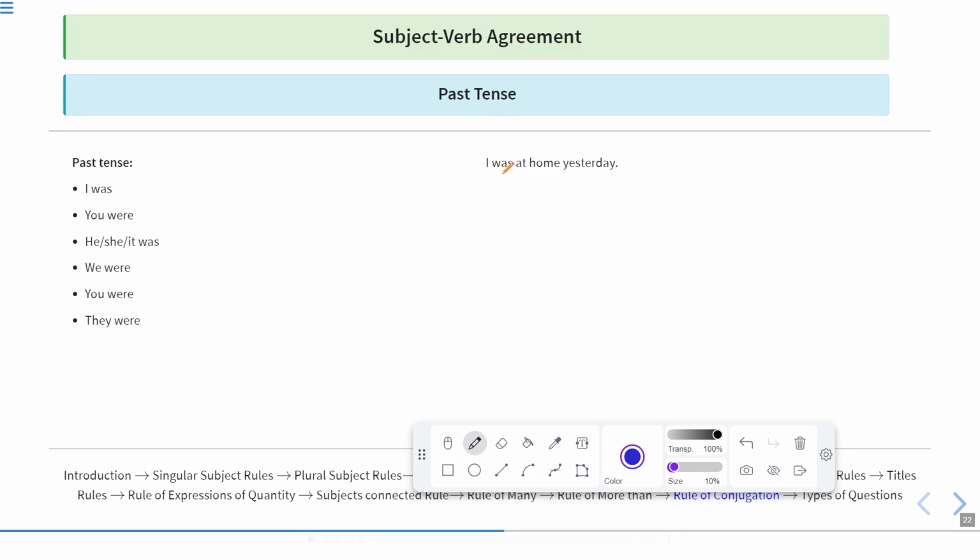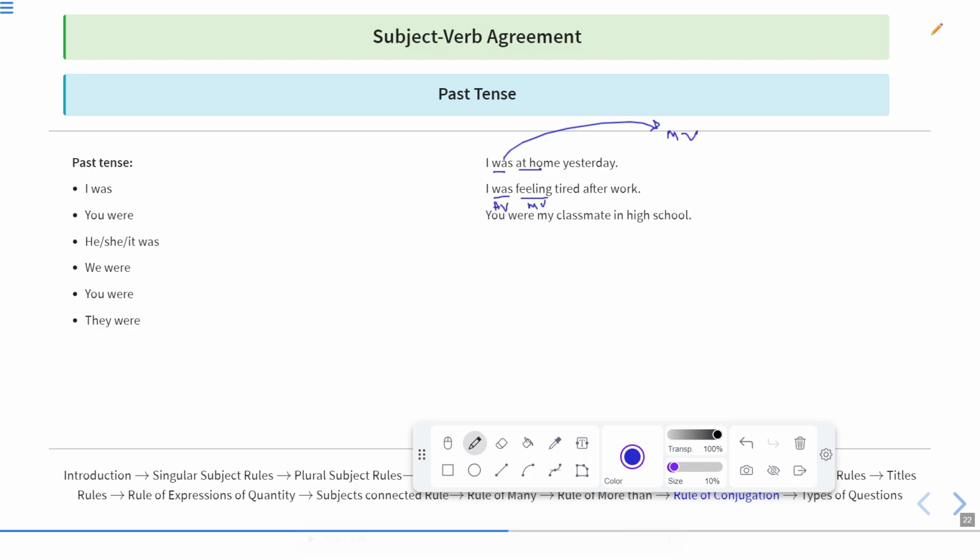Now in this sentence, I was at home. So this shows the presence of mind. So here was is the main verb. Next sentence is: I was feeling tired after work. So was is the helping verb and feeling is the main verb over here. Okay, so this is the main verb, whereas was is the auxiliary or the helping verb.